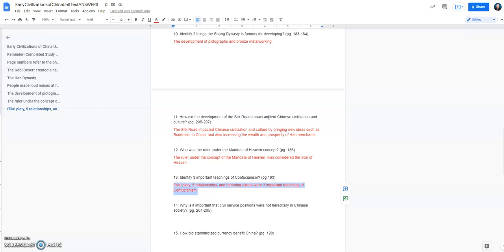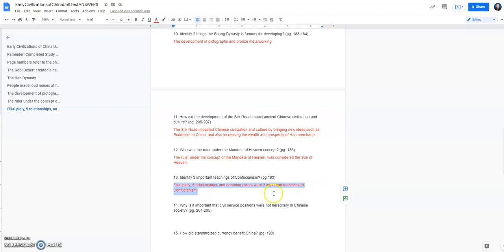He also had the idea of 5 relationships, right? He believed that there were 5 important relationships in society, and if those relationships were taken care of and protected, society would be good. Those 5 relationships were ruler and subject, husband and wife, siblings, friends, and then parent and child, right? As long as those relationships were healthy, society would be good.